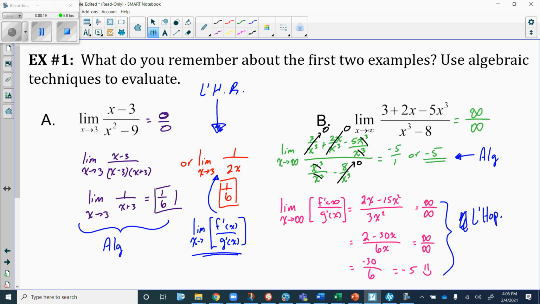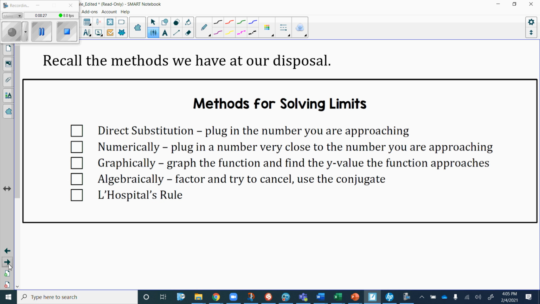So anyway, there is your limit using either an algebraic method or the L'Hopital's rule approach. That's what we would have seen in problems similar to that in an AB curriculum. Now what we're seeing here are general strategies for whenever you're being asked to evaluate a limit. The first thing you should always try to do is just do direct substitution. Just see if plugging in the number will give you the limit that you're looking for.